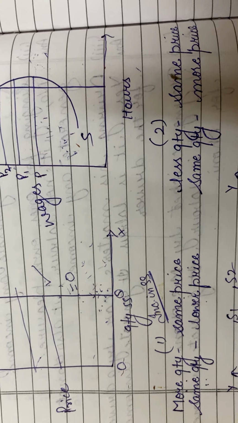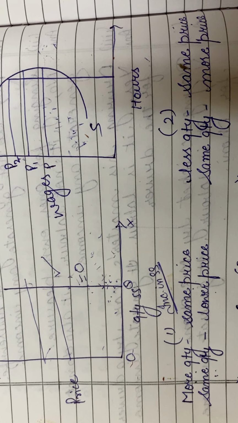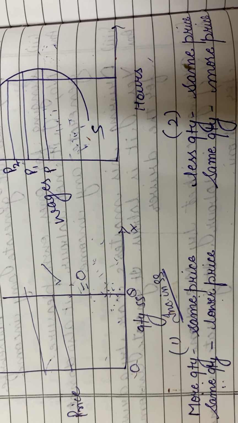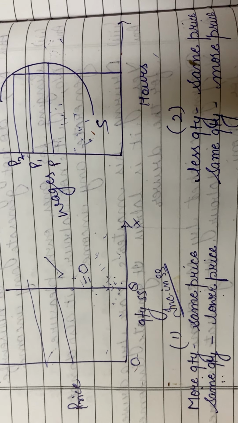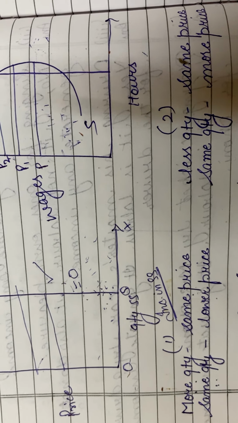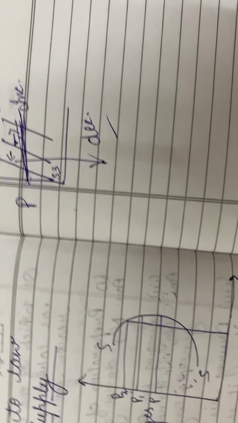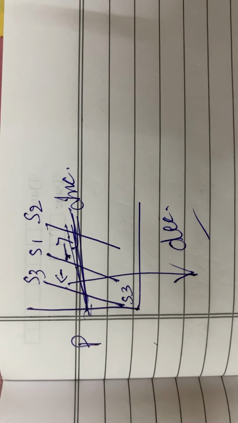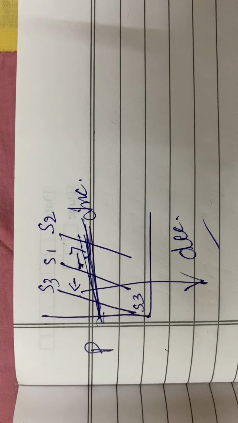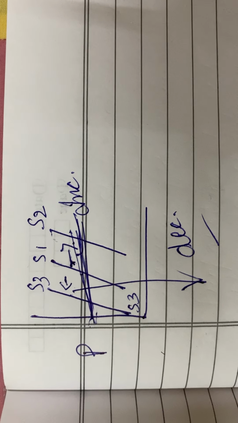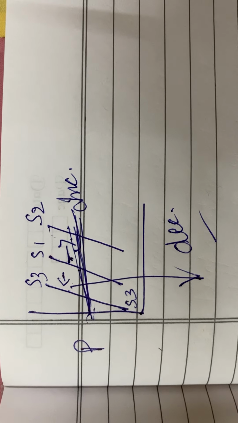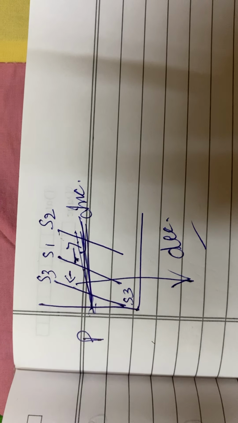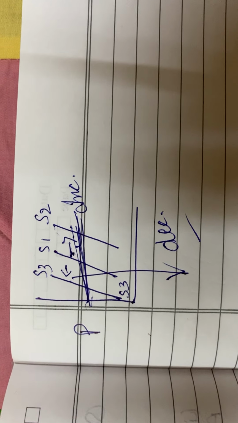And for decrease in supply, less quantity, same price; same quantity, more price. But if you're finding this a little more complicated, you can go for this. When the price remains constant and the supply curve shifts to the right side, it is called increase in supply. And when the price remains constant and the supply curve shifts to the left hand side, it is called decrease in supply. So that's all for today, children.